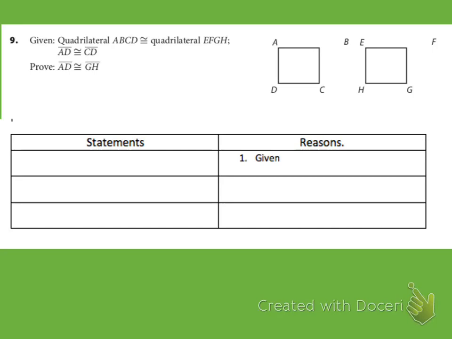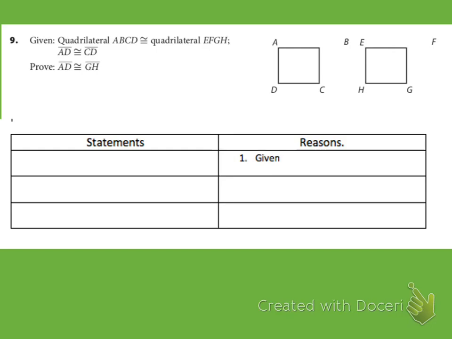And one final proof, just for good measure. The more that you see of these done, the easier things will get. You'll just understand the process better. So one more for the road. Again, we have two quadrilaterals that we're told are congruent. These appear to be squares, but we don't know for sure.